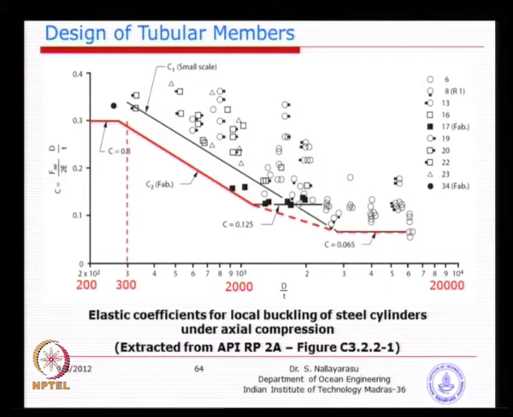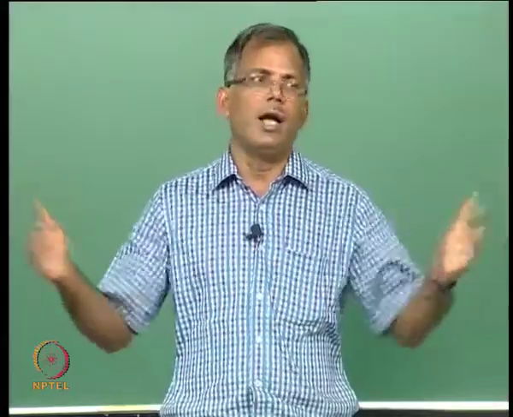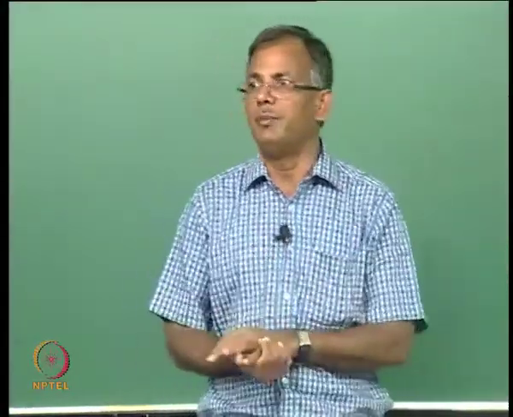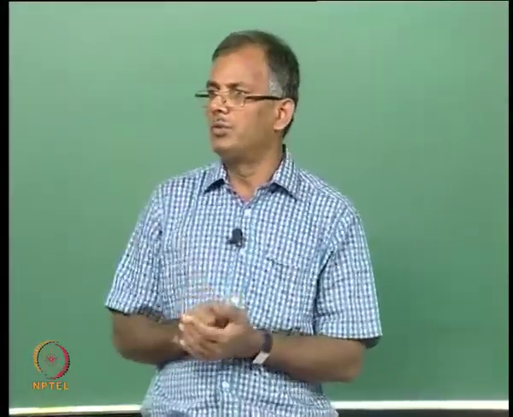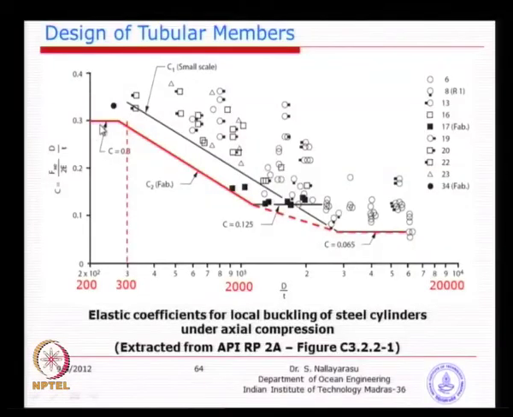So, values less than 0.3 or something like this are applicable only for large diameter cylinders, especially for floating structures, like what you have seen in the few classes earlier. We were talking about spar type of platforms, where the cylindrical diameter is 20 meter, 30 meter, 50 meter, and the thickness could be smaller, whereas for structural cylinders it may not be so useful.